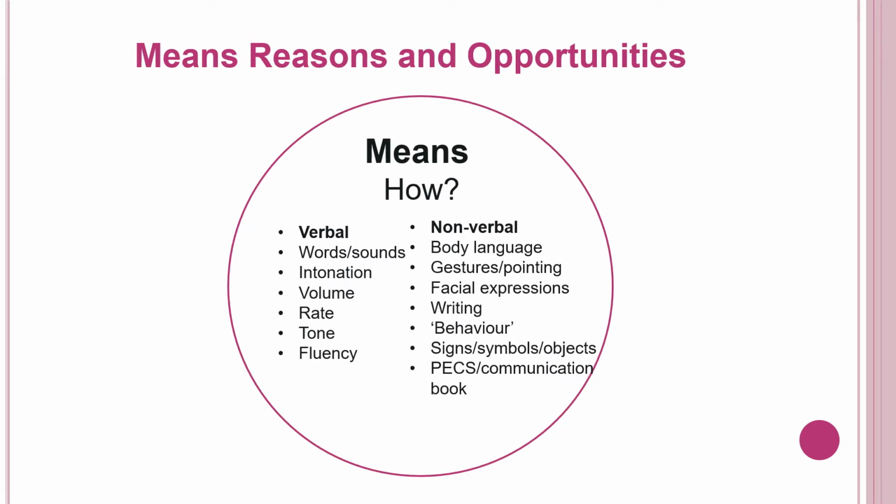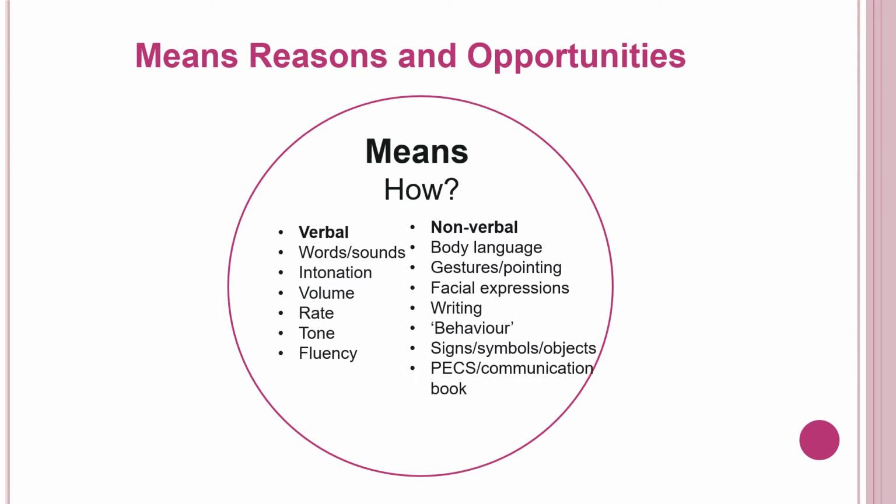The first part of the model is the means. This is how we communicate. Take a few moments to think about a conversation you have had today. You will have used both verbal and non-verbal means. Have a look at the two lists on the slide and see if you can identify any of the ones you used. We can separate the means of communication into verbal and non-verbal.